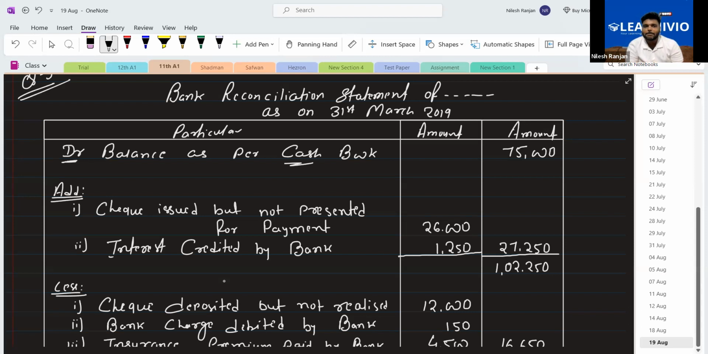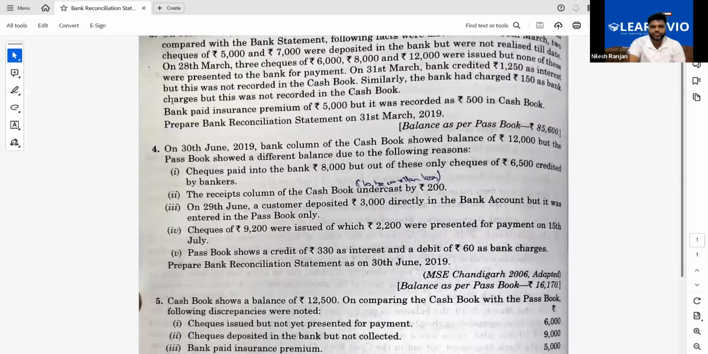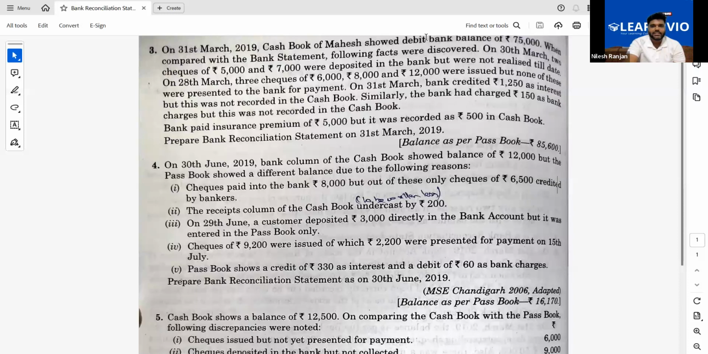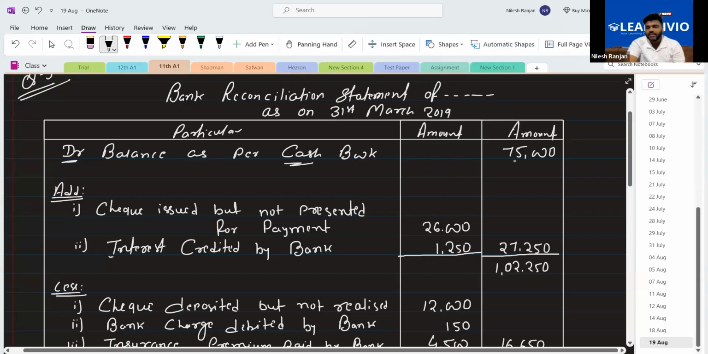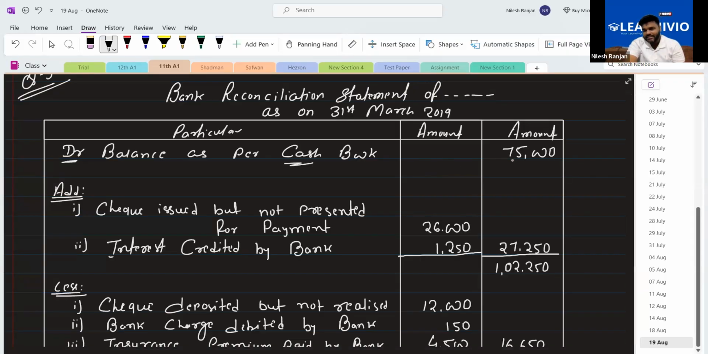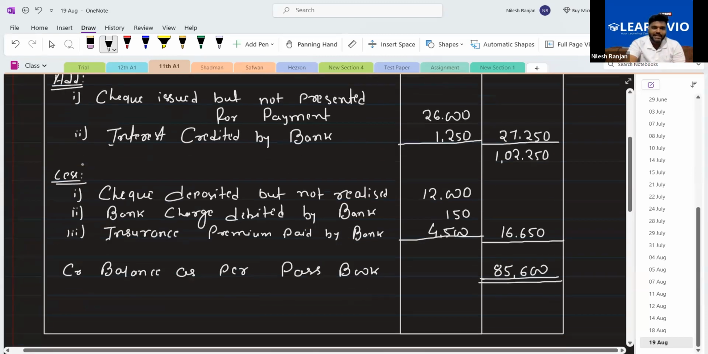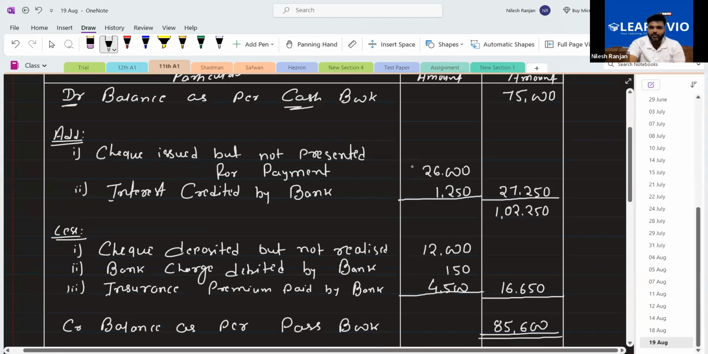Okay, so until C joins, I will explain this question number 3 that I have solved. You can see there is an opening balance of cash book. The cash book of Mahesh showed a debit balance of 75,000. So here it is, debit balance as per cash book 75,000. The first balance that is given in the question will be written in the outside amount column, not inside. And add or less items will be written in the inside amount column.